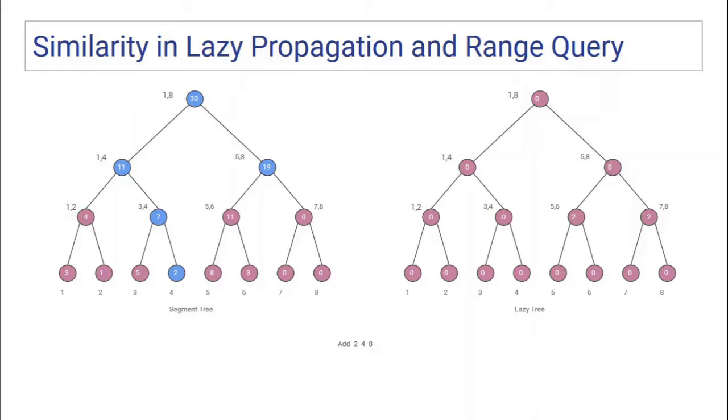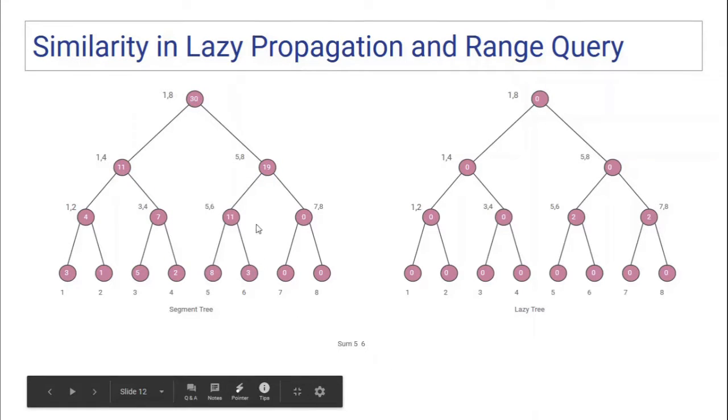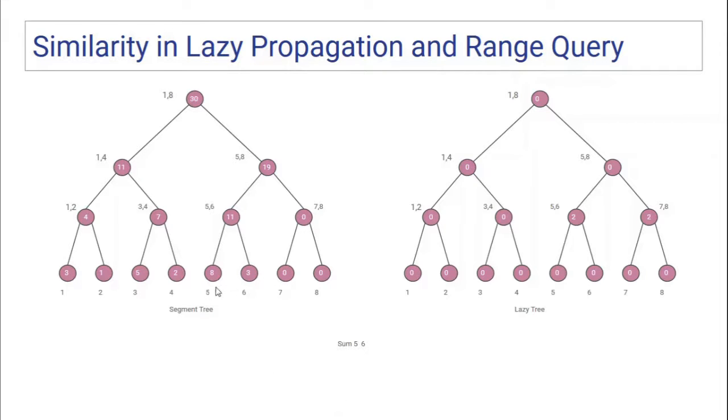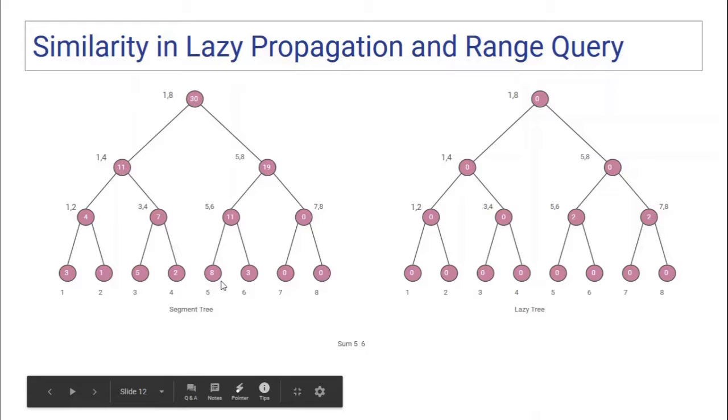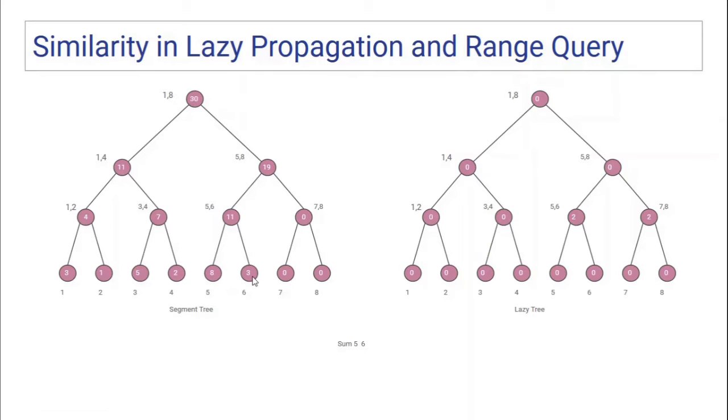Now you might think, what would happen if I have to find the sum of node 5 and 6, that is if I have a query sum 5 to 6, because the values stored at these two positions should have been 10 and 5, because this whole range was updated by 2. So this should be 10, this should be 5, this should be 2, and this should be 2. But these are not updated because we have postponed the update for next time.